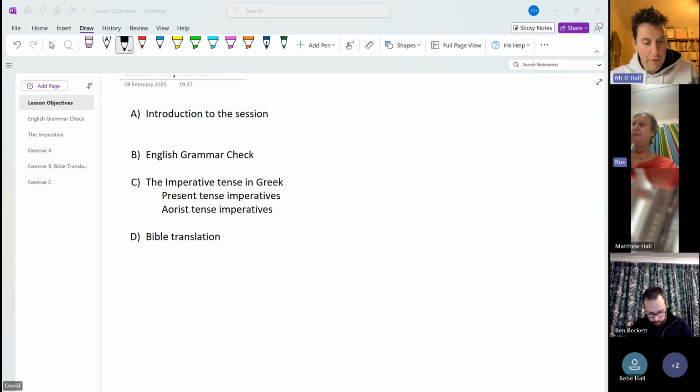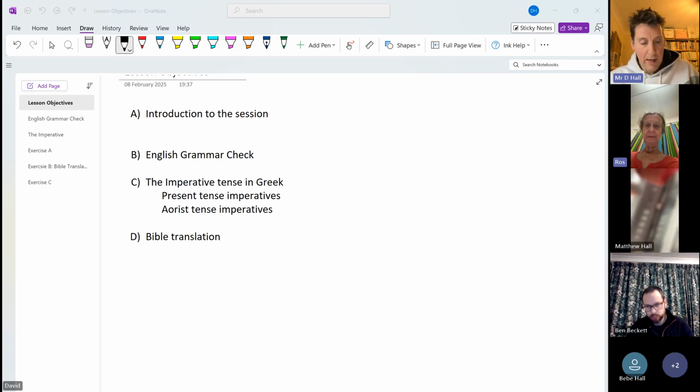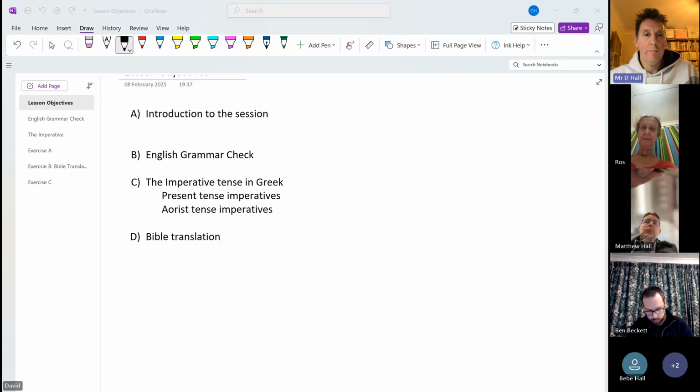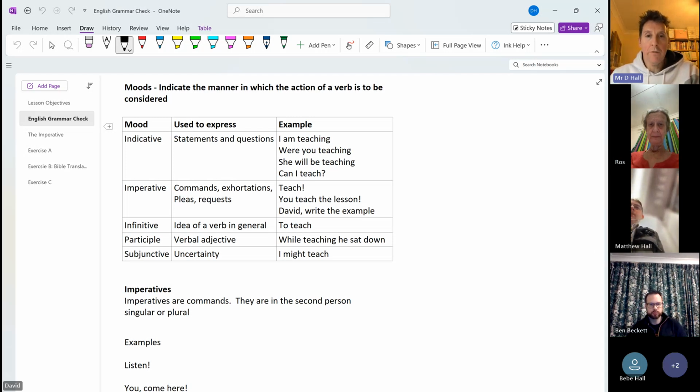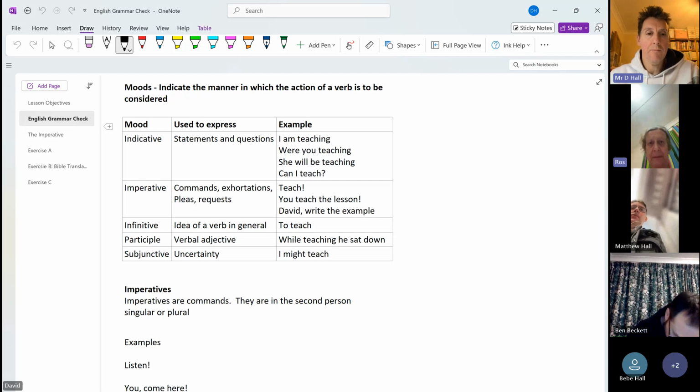So the first thing to look at then is we better just think about what we mean by moods and what do we mean in terms of the imperative. So do we understand that from an English perspective? So if we just take a little look at this table here, so let's talk a little bit of time going through the English so we kind of understand what it is we're looking at and perhaps also what we've already looked at so far.